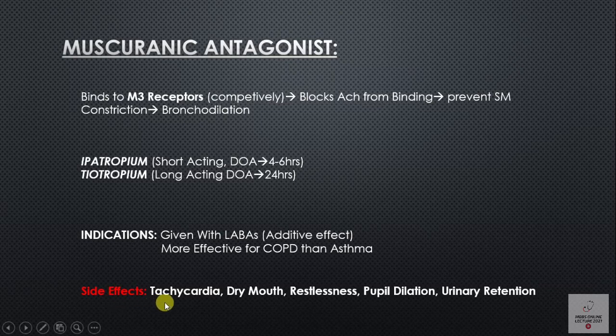So side effects basically include tachycardia, dry mouth, restlessness, pupil dilation, urinary retention. Now, because the M3 receptors are part of the parasympathetic nervous system, if we block the parasympathetic nervous system, the sympathetic nervous system will override or be exaggerated, and the side effects will be due to the exaggeration of the sympathetic nervous system, which include tachycardia, dry mouth because salivation is also a parasympathetic response, restlessness, pupil dilation, also a sympathetic response, and urinary retention, which is also a sympathetic response.